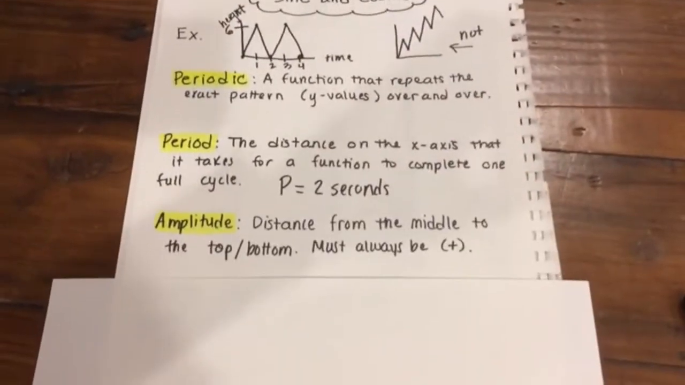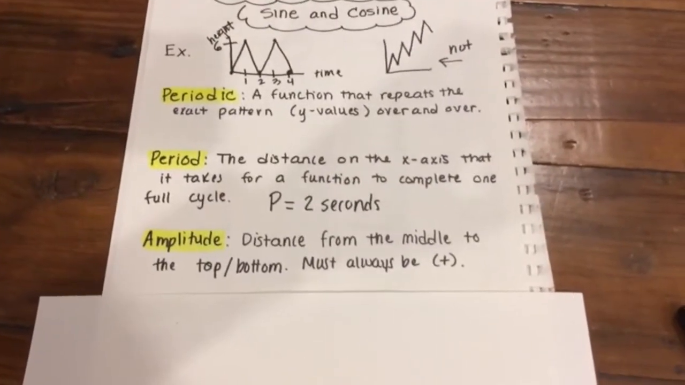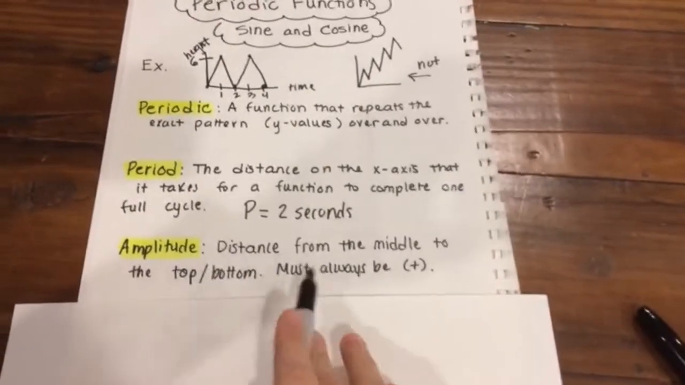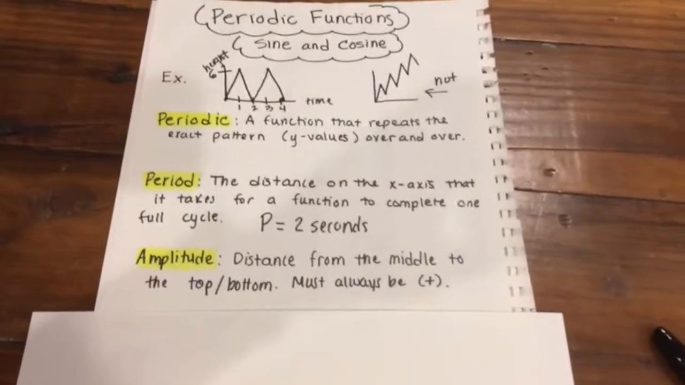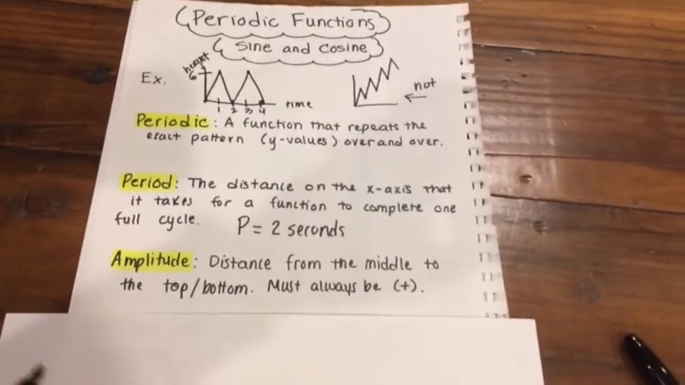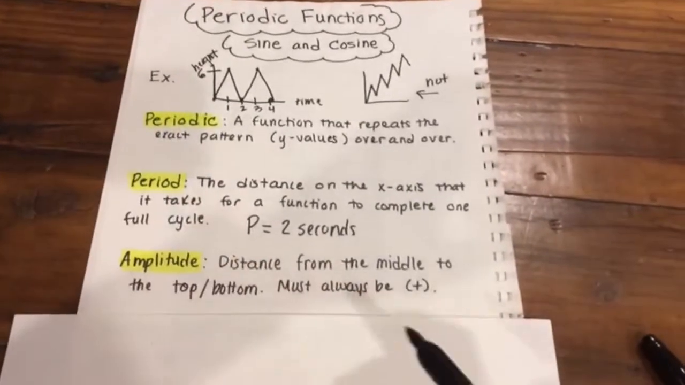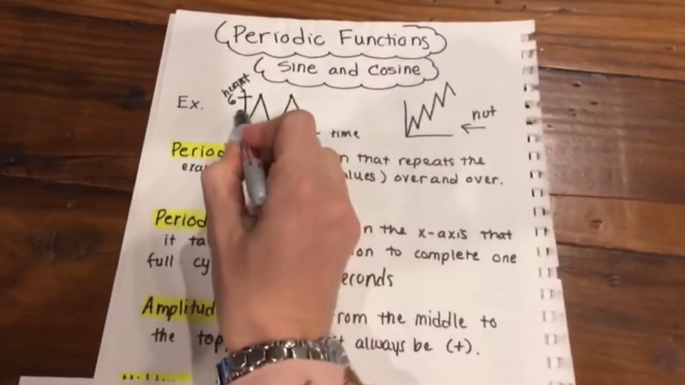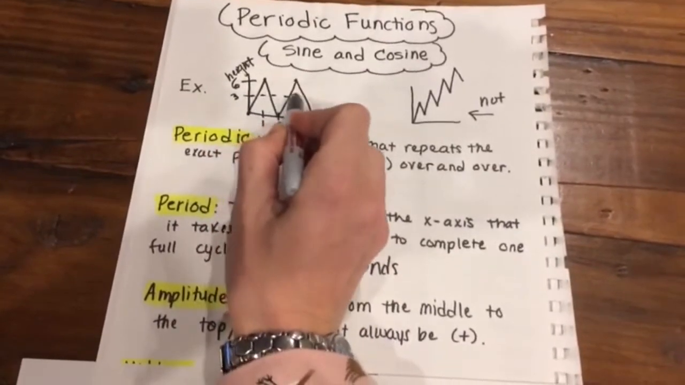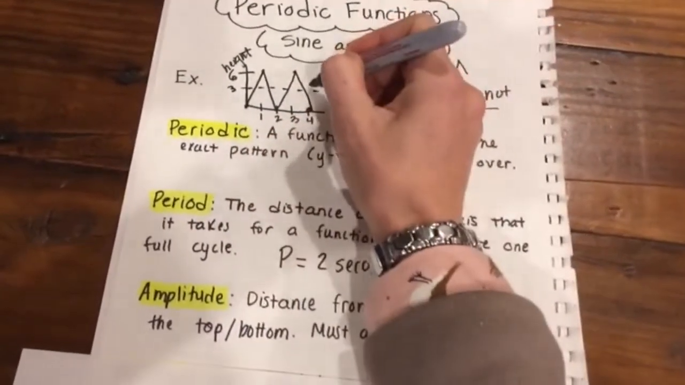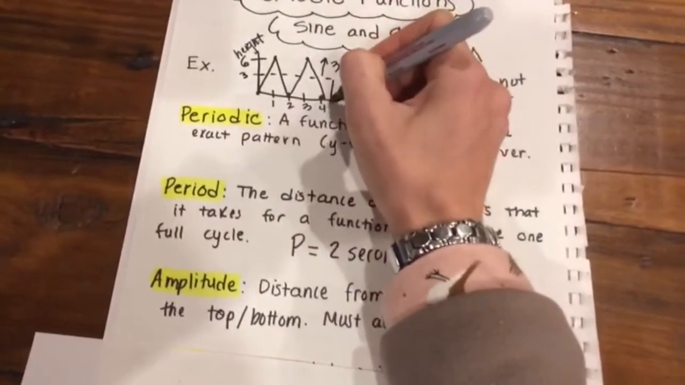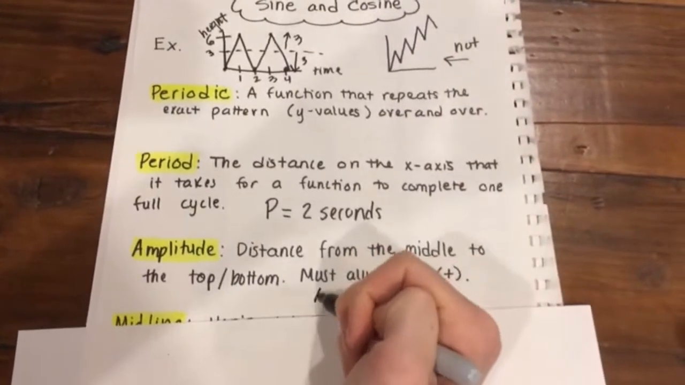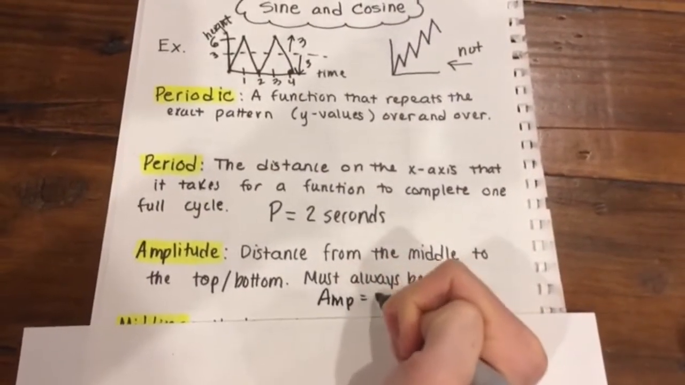Our next vocab word is amplitude, and amplitude is the distance from the middle to the top or bottom. And because it's distance, it must always be positive. So what would the amplitude be for our ball bouncing function here? So the amplitude, because the middle is at 3, you can think about this cutting our graph in half. The distance to the top of the function would be 3, and the distance to the bottom of the function would also be 3. So therefore the amplitude for this function is 3.